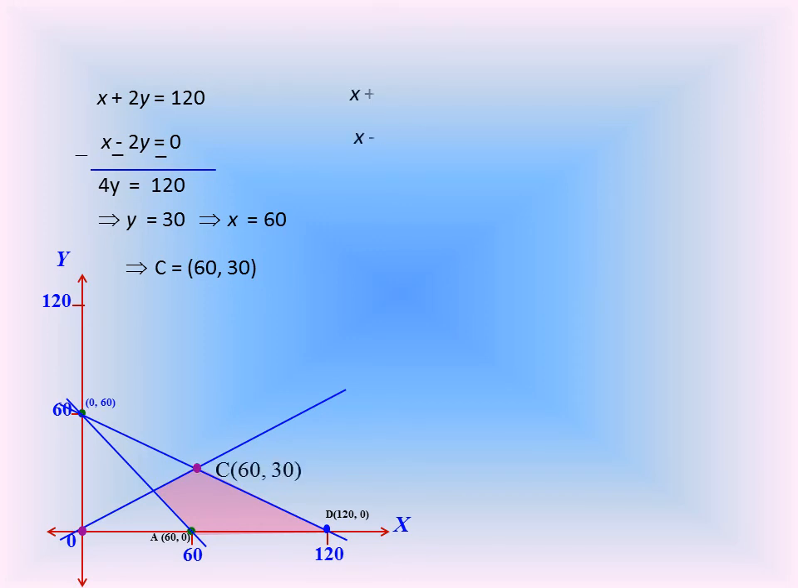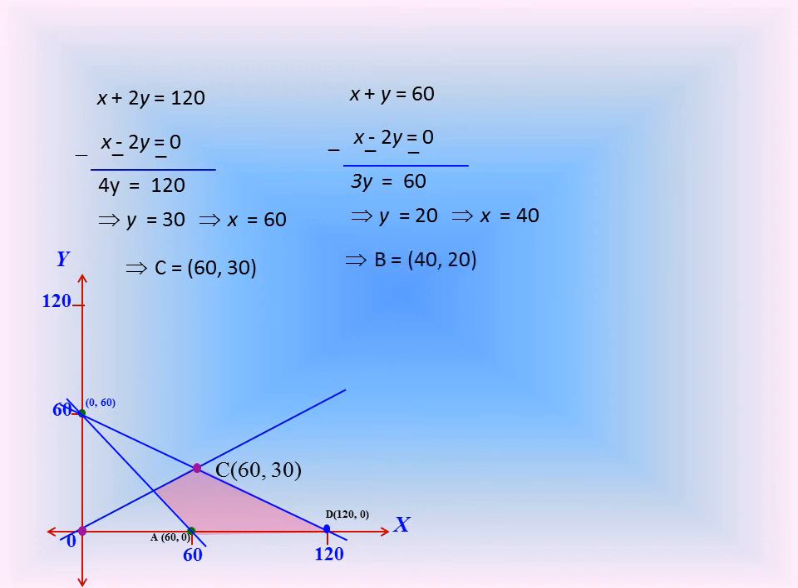To find the coordinates of B, consider 2 more equations, x plus y equal to 60 and x minus 2y equal to 0. Subtracting, we obtain 3y equal to 60 and y equal to 20. Hence x is equal to 40. Therefore the coordinates of B are 40, 20.